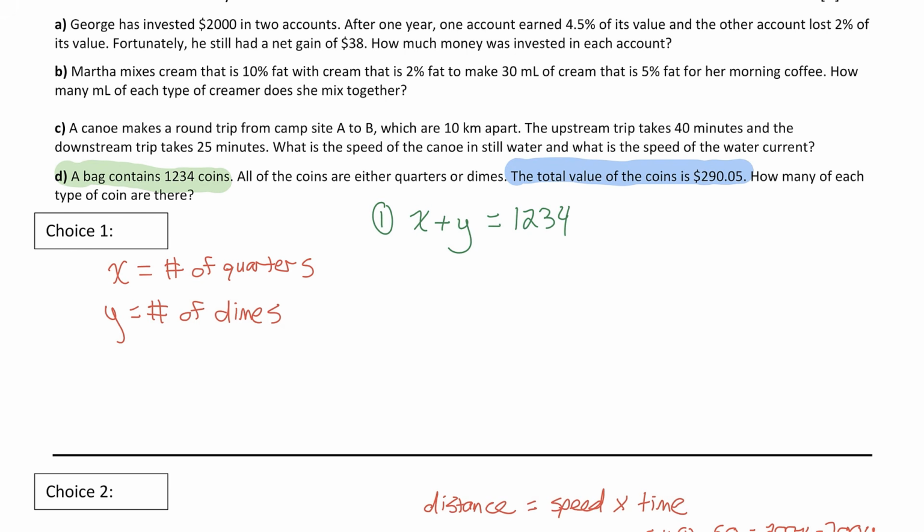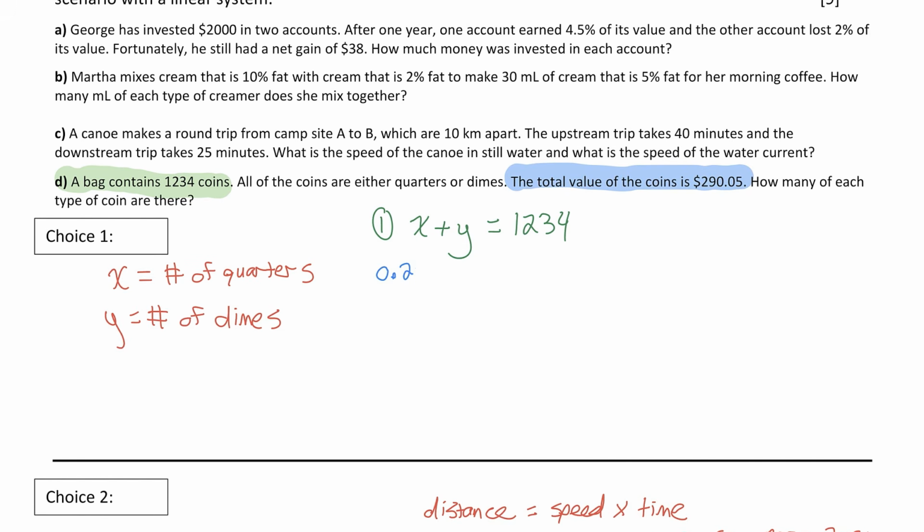I know the value of 1 quarter and 1 dime, so I can use that to make an equation that gets us that final total value. Each quarter is 25 cents, so I can do 0.25 times x, plus each dime is 10 cents, so 0.1 times y. If I do that calculation, that will give me the total value of all of the coins that are in the bag, which is $290.05. There's my second equation. And I'll solve this using elimination again.